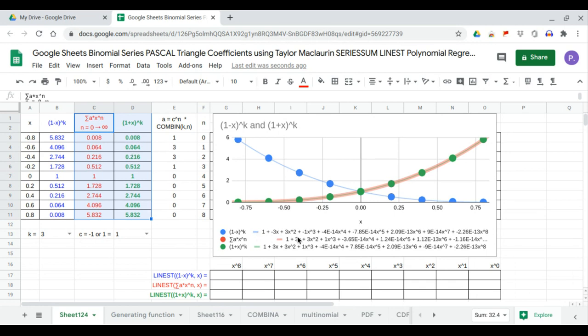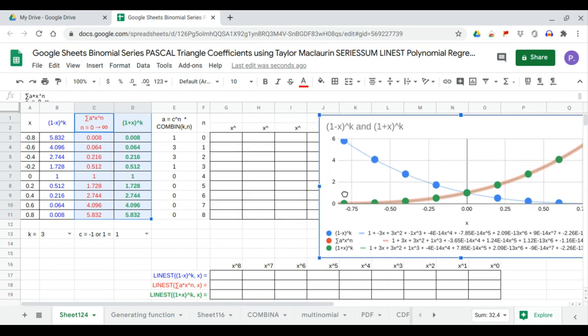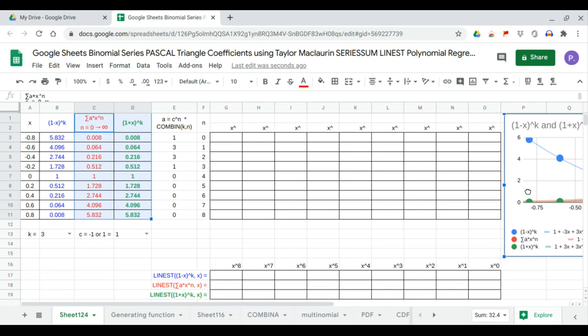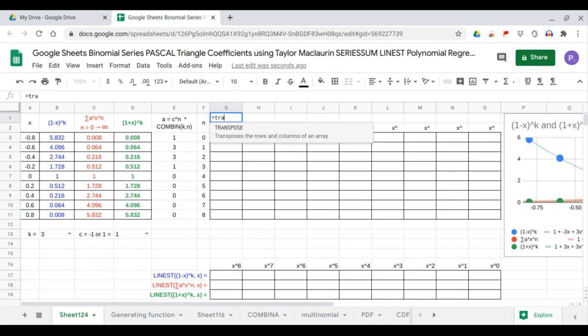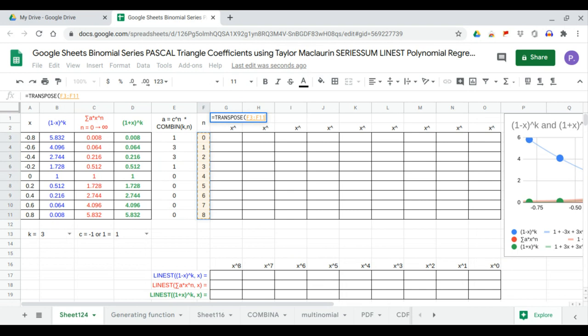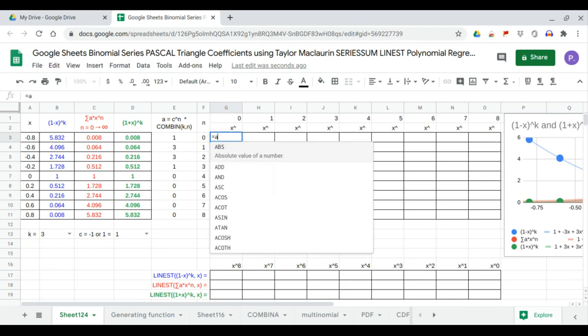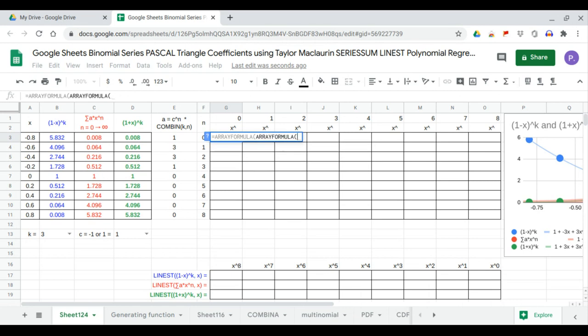Next, we calculate the regression coefficients of this trend line equation using Linest. To do that, we have to complete the 1 comma x matrix, starting with the power transpose 0 to 8. And we complete the 1 comma x matrix, which is our formula of the x values raised to the power 0 to 8.